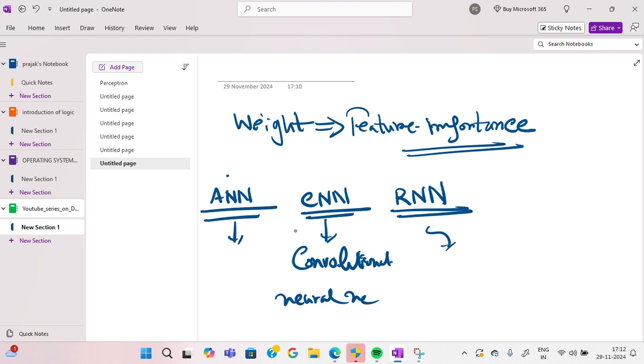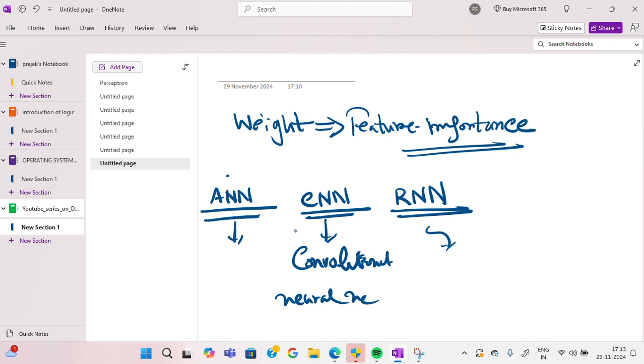Another is our convolutional neural network, which is based on image data. So how image data will be separated or segmented. And the third one is our RNN, the recurrent neural network, which is mainly responsible for textual data. And then GAN, generative models, autoencoders, object detection, image segmentation, different portions will come. Right now we are dealing with ANN, the artificial neural network, and the building block of the artificial neural network is our perceptron.